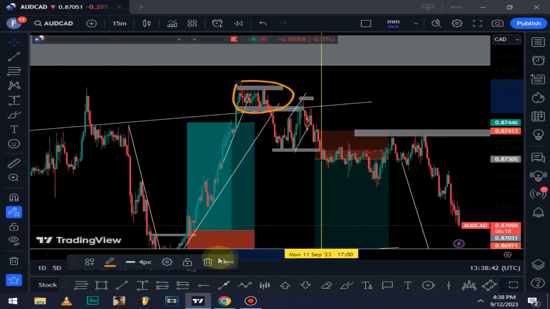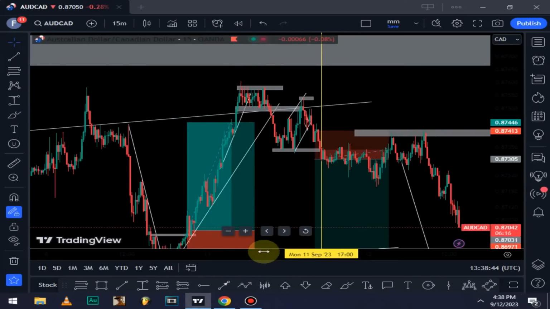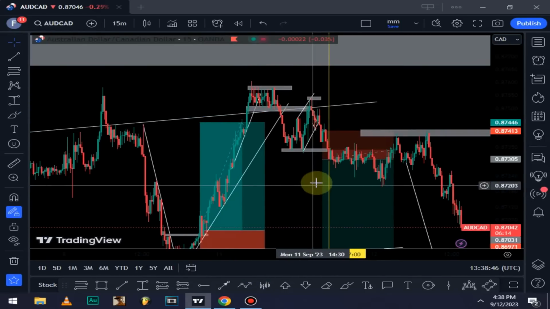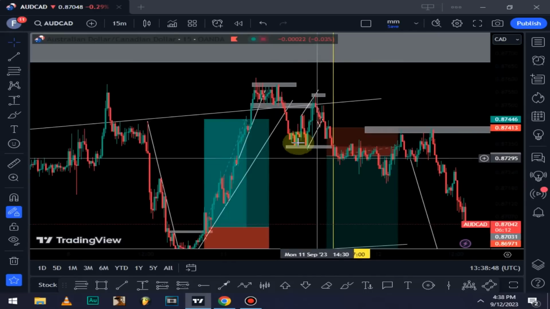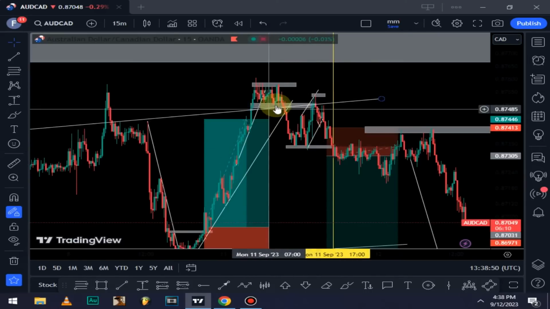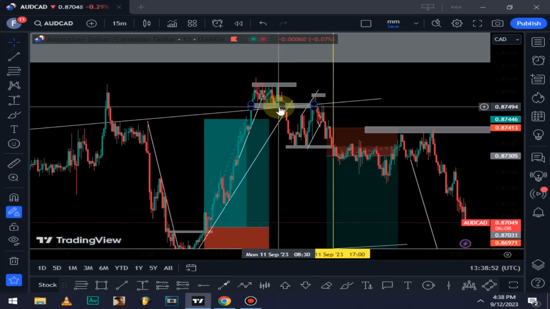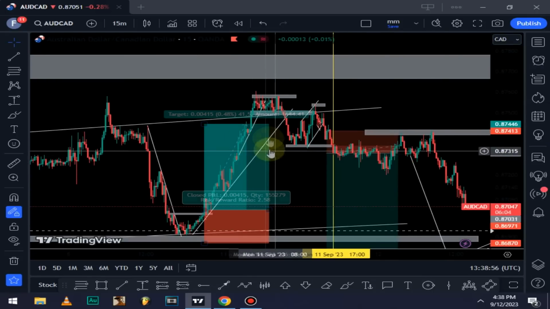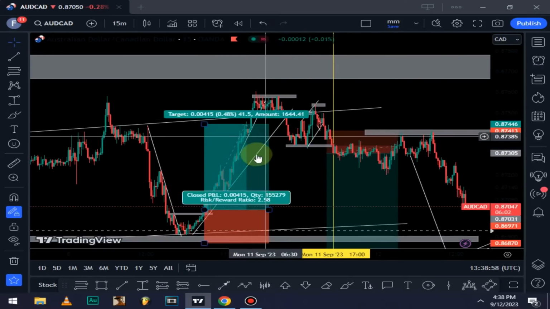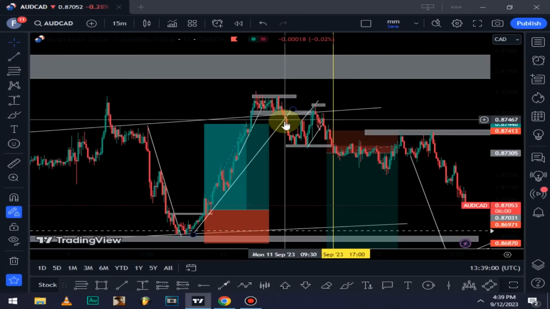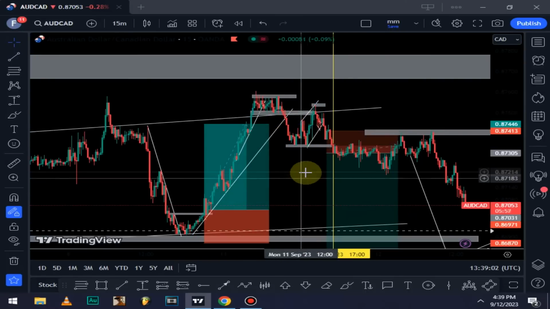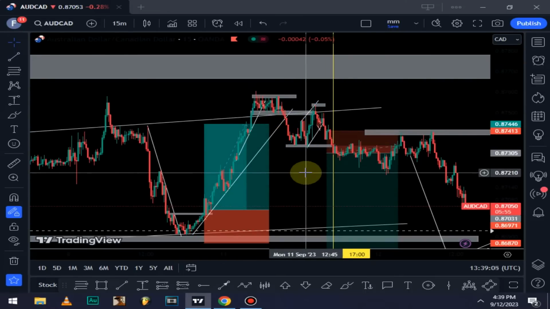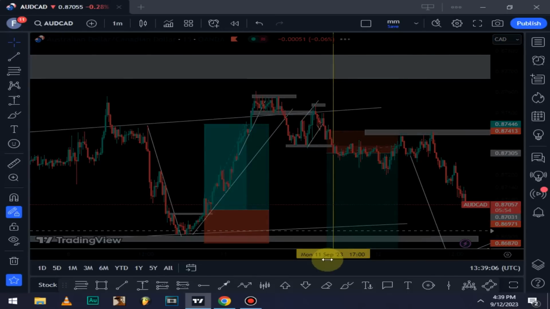Then at the back of my mind, I had confidence that this price really needs to drop. So I waited for price to break out of this structure, but I could not take that sell entry immediately because I was still seeing this trend line that I drew. So probably I was just waiting for a retest. Then I went to the 1 minute for that retest.